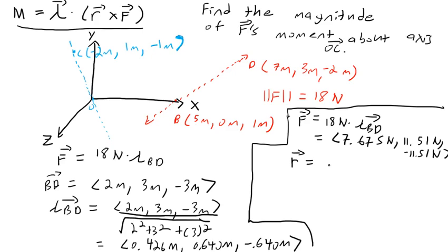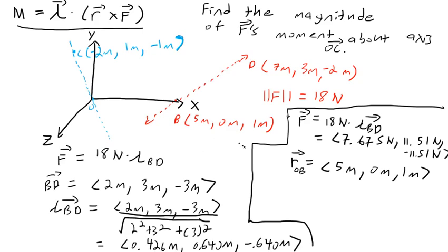R is going to be equal to 5 meters, comma 0 meters, comma 1 meter. Can you say that again? Which ones could we have chosen? You could have chosen this one or this one. B or D, yes. So this is okay. So this is R, basically OB. We can choose a vector from any point along the axis to any point along the force's line of action.